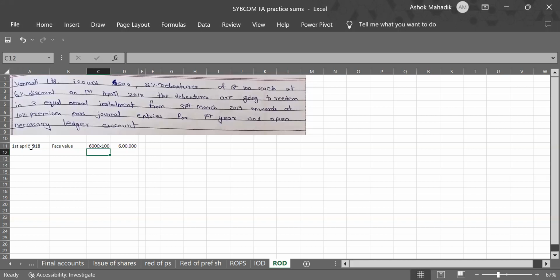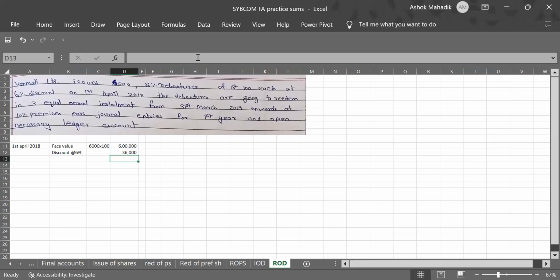Clear? Now let us also record the discount at which these debentures are issued, because that is required in the first entry, that is the issue entry. So I'll record the discount as well. How much discount is given? 6% discount. I already told you that whatever percentages are there, you have to calculate them on the face value of the debenture. So we'll calculate 6% discount. 6% of 6 lakhs will be 6 lakhs into 0.06, which is 36,000.